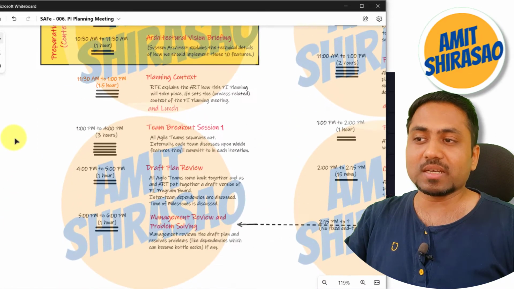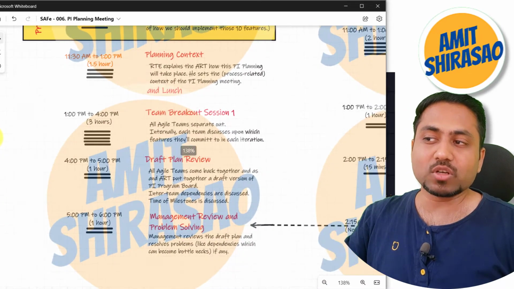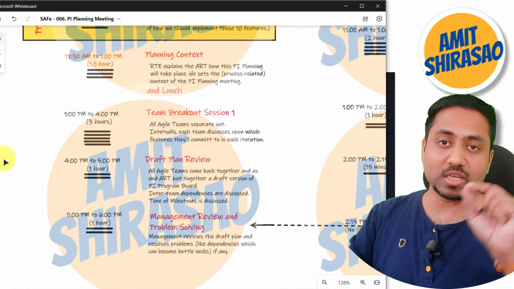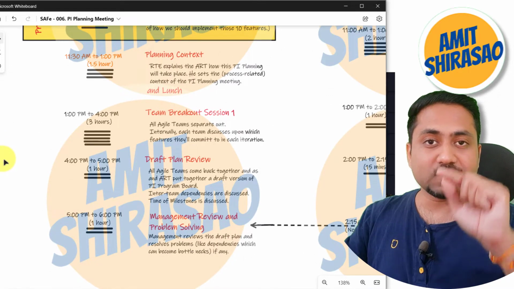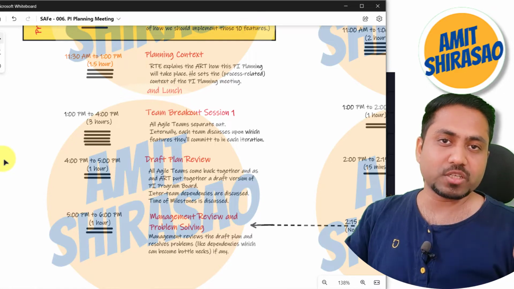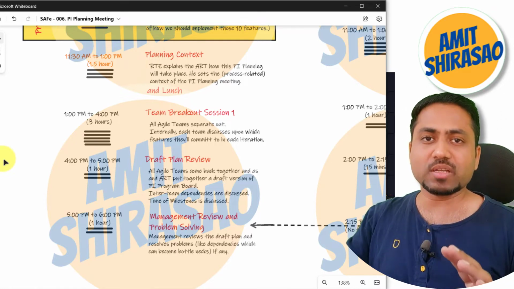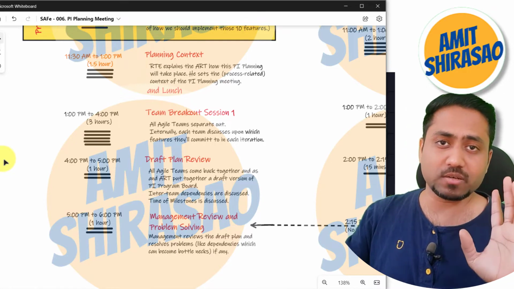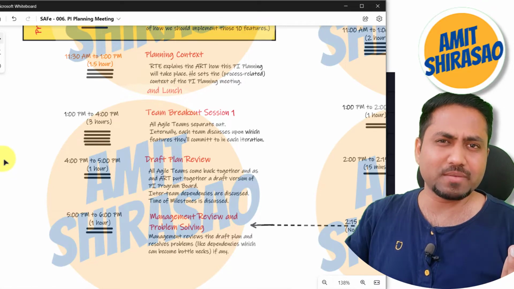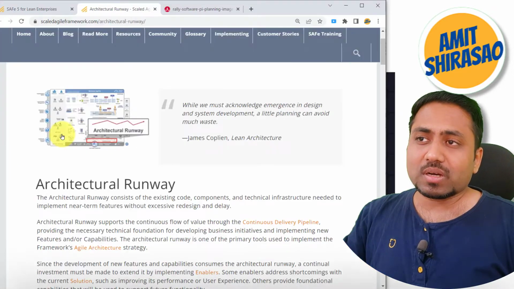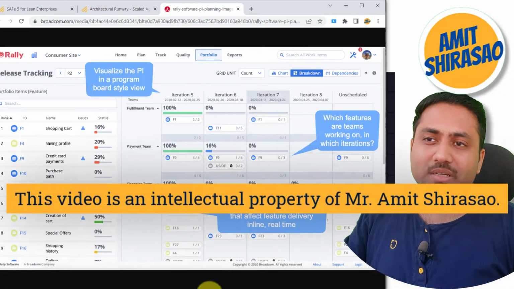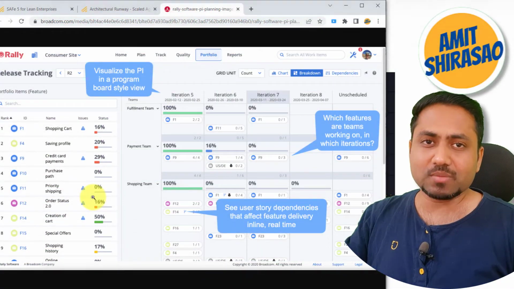So you decide internally within your team which stories your team is going to pick in all those 4 iterations in this particular PI. This PI will consist of 4 dev iterations and 1 IP iteration, like any other PI. So how will you do it? You do it in Rally or Jira, some tool.